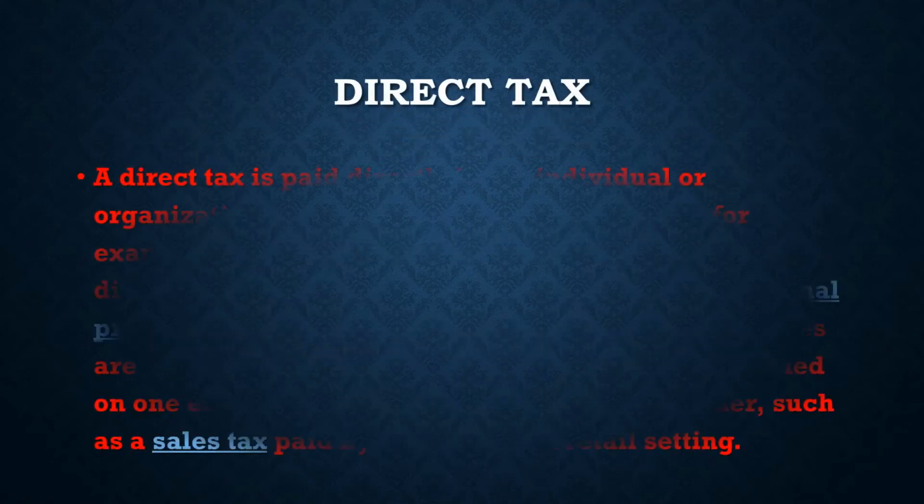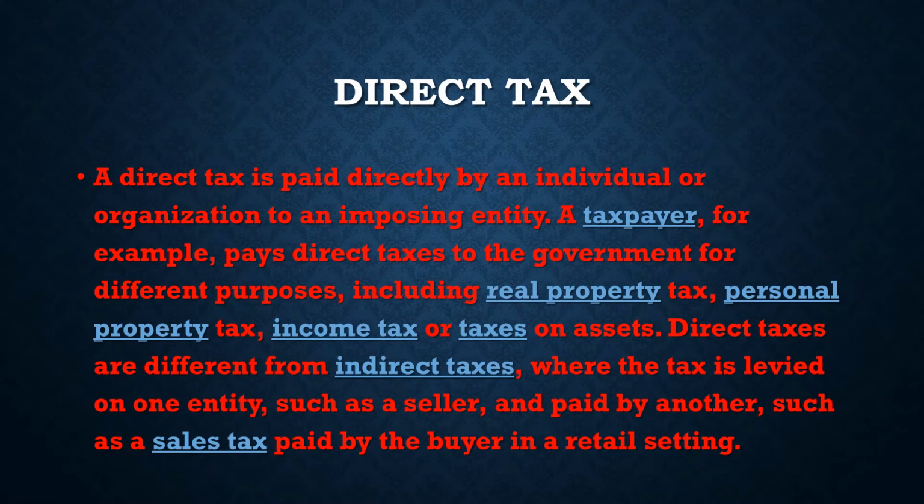Direct tax. A direct tax is paid directly by an individual or organization to an imposing entity. A taxpayer, for example, pays direct taxes to the government for different purposes, which includes real property tax, personal property tax, income tax, or taxes on assets. Direct taxes are different from indirect taxes, where the tax is levied on one entity, such as a seller, and paid by another, such as a sales tax, which is paid by the buyer in a retail setting.